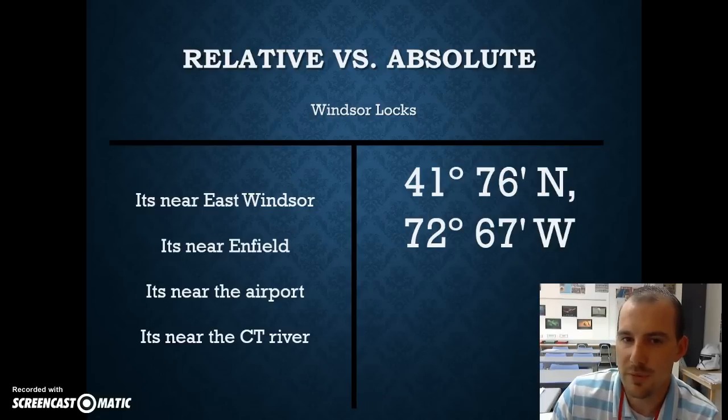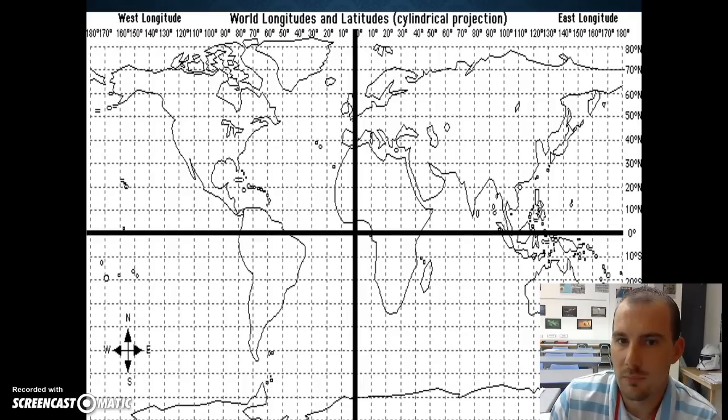Here's 2 good examples. So Windsor Locks is the topic. If you ask what's the relative location of Windsor Locks, well, it's near East Windsor and Enfield, it's near the airport, and it's near the river. Those are all great relative locations. But its absolute location is 41 degrees north, 72 degrees west. See the difference? Our next module will talk about how we can pinpoint locations and absolute locations.